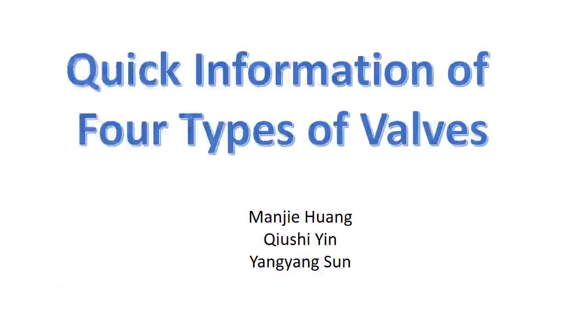Information about valves. A valve is a mechanical device that controls the flow of fluid and pressure within a system or process. There are all kinds of valve designs to accommodate a wide variety of industrial applications. We are now going to introduce four basic valves.